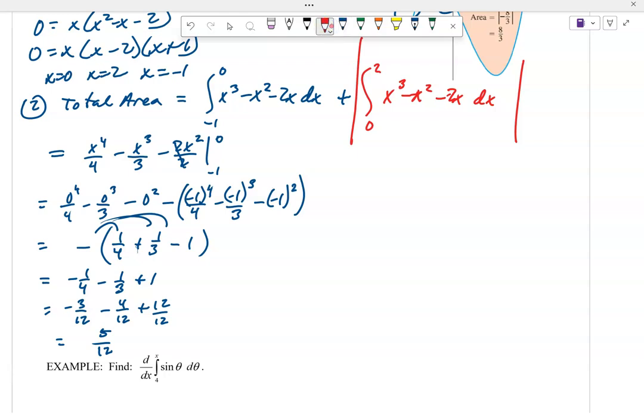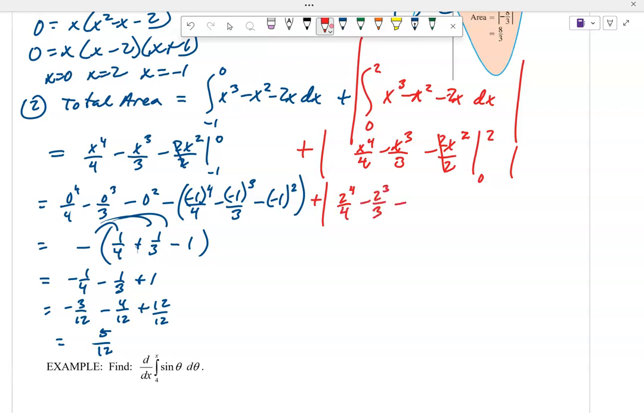So I'll run through this. I got a big plus, but I got to keep that absolute value on that. It's x to the 4th over 4 minus x to the third over 3, minus 2x squared over 2 from 0 to 2. So plus, again, keep all those on there. So this will end up being 2 to the 4th over 4 minus 2 to the 3rd over 3 minus 2 squared, minus 0 to the 4th over 4 minus 0 cubed over 3 minus 0 squared.